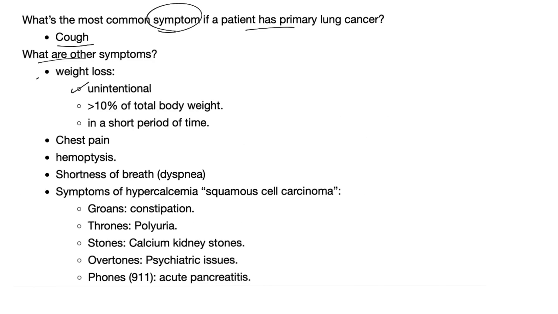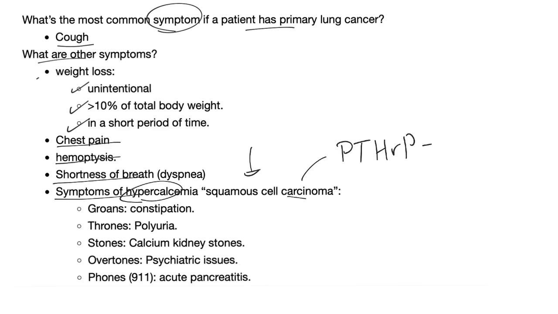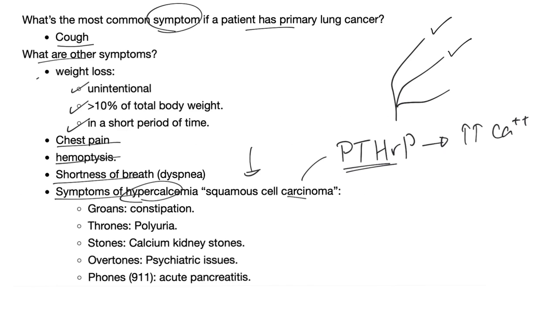Weight loss has to be unintentional, more than 10% of total, and in a short period of time. Chest pain, hemoptysis, shortness of breath, symptoms of hypercalcemia if a patient has squamous cell lung cancer because it secretes parathyroid hormone-related peptide. Parathyroid hormone-related peptide acts exactly as a parathyroid hormone, increasing calcium by 3 mechanisms. Increase absorption, increase resorption, increase reabsorption. Absorption in the GIT, resorption from the bone, reabsorption from the kidney, specifically the distal convoluted tubule, particularly the principal cell.